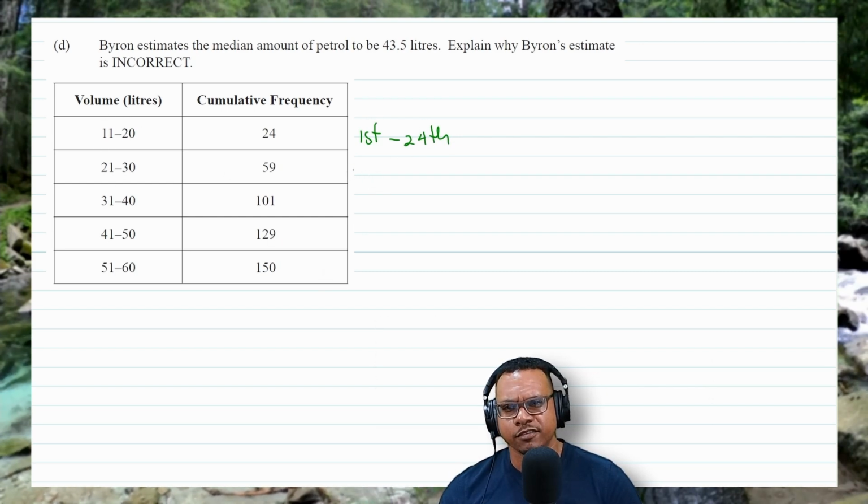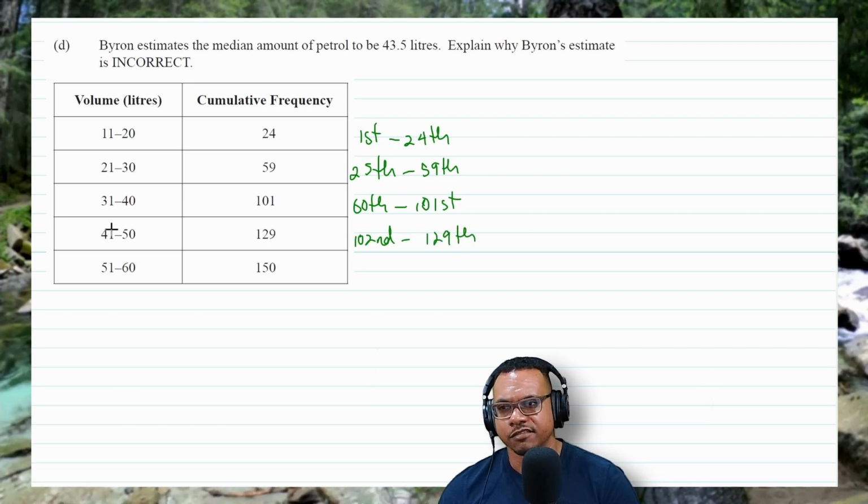Then after 24 will be 25, so my 25th term to my 59th term will be within this class interval 21 to 30. After 59 is 60, so my 60th term to my 101st term will be within this class interval 31 to 40. And my 102nd term to my 129th term will be within this class interval 41 to 50. And of course, my 130th term to my 150th term will be within this class interval 51 to 60.